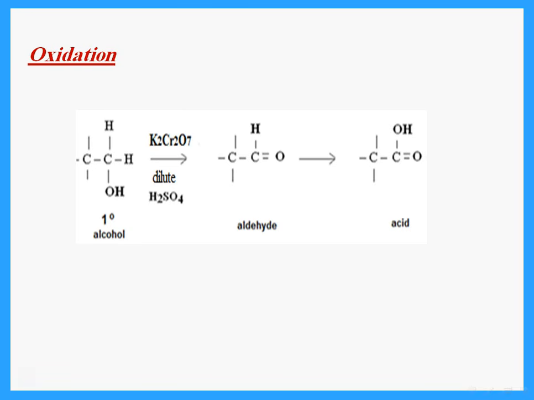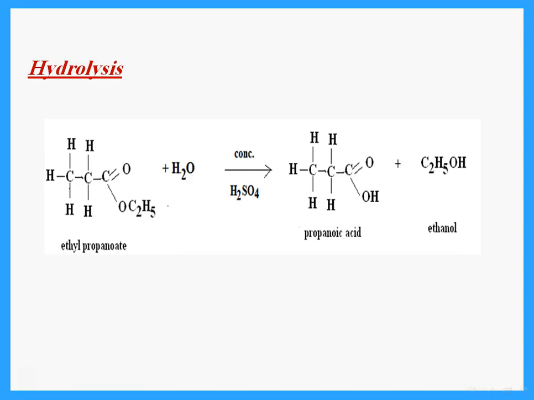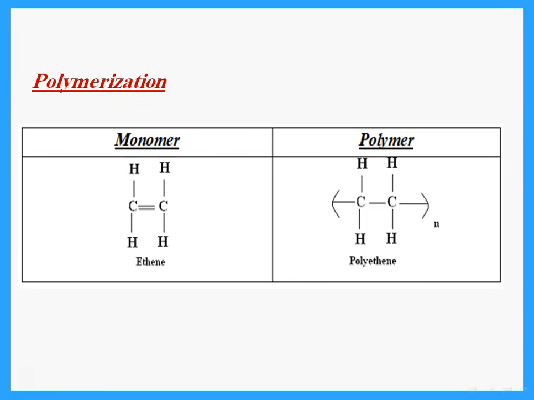Oxidation, we said if we're oxidizing primary alcohols, it will change into an aldehyde first and then an acid. Reduction: if we're adding hydrogen, this was called an addition reaction, but it is also a type of reduction because this is gain of hydrogen. Hydrolysis means breakup of a compound using heat and usually dilute acid. So, for example, if I heat an ester with water in the presence of concentrated sulfuric acid, it will break up the ester into the original acid and alcohol.